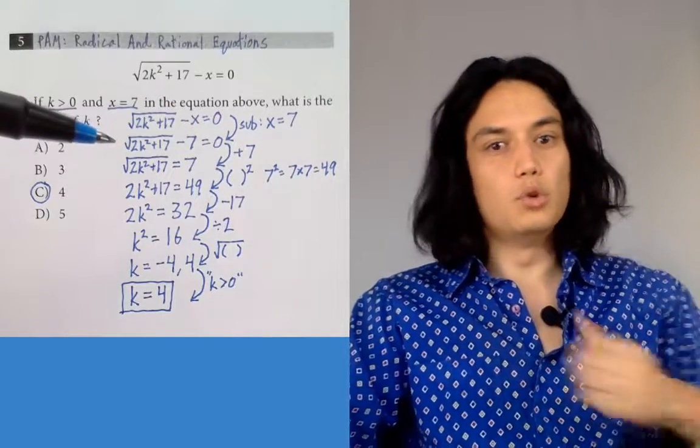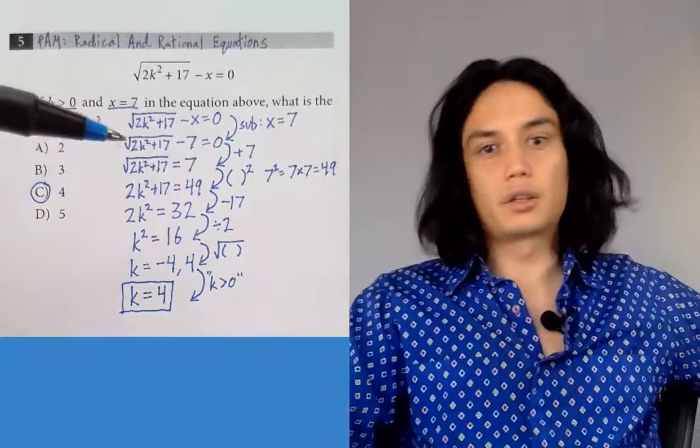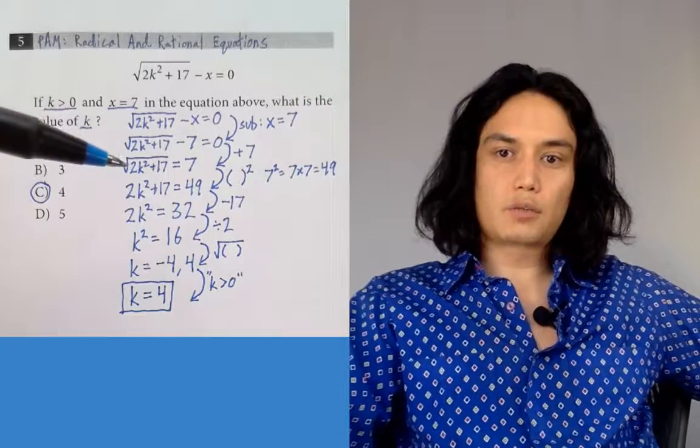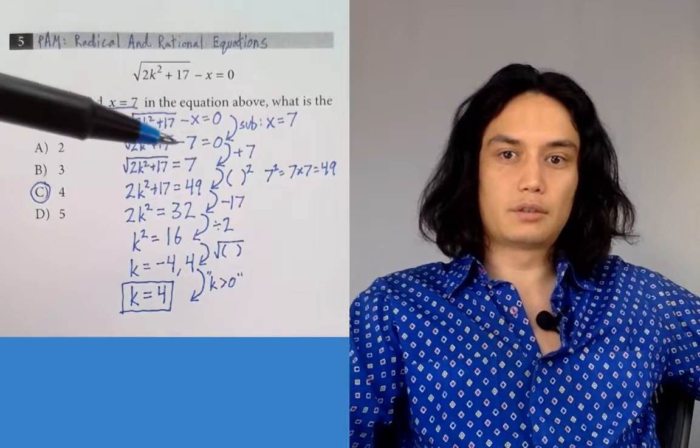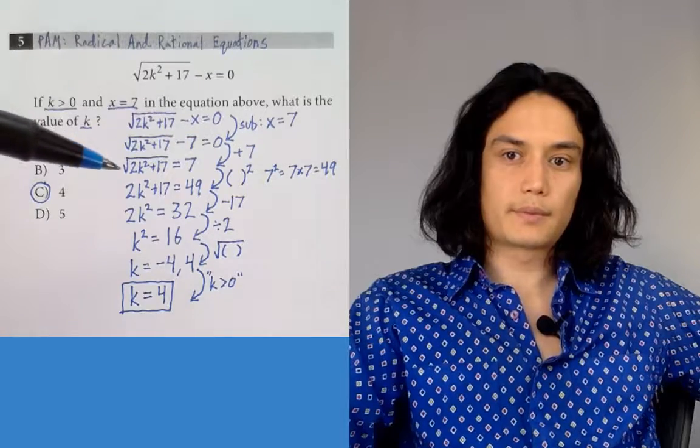Then we're just going to move that 7 over to the other side. We're going to add 7 to both sides. We move it and flip it. So here we get root 2k squared plus 17 equals 7. We added 7 to both sides. This 7 canceled, and this 7 came over here, so there's a 7.